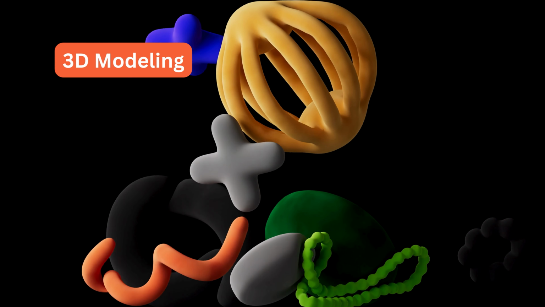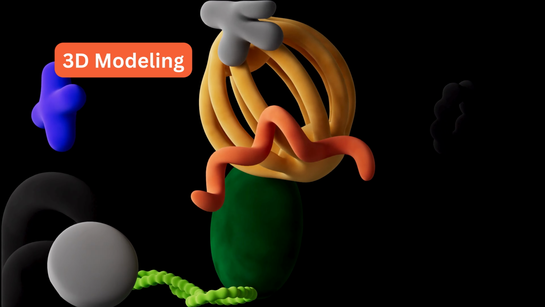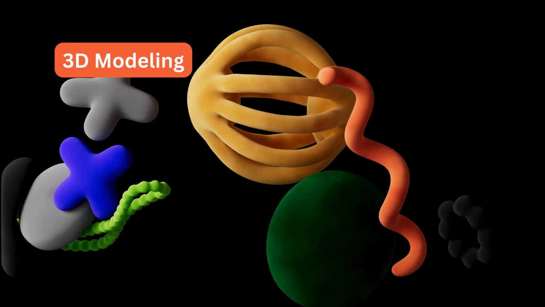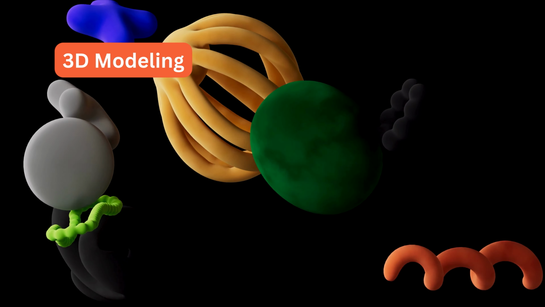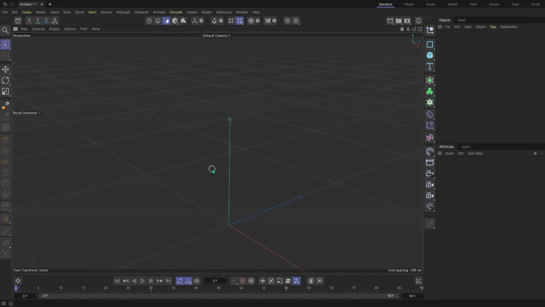Let's start with 3D modeling, the foundation of all your creations in Cinema 4D. This is where you'll create and shape your objects, whether it's a simple cube or a more complex design. The 3D modeling tool is located at the right side of the window.